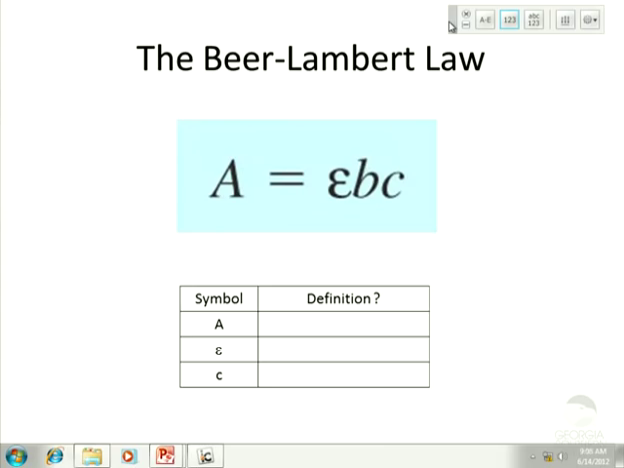So the next thing we're going to talk about is the Beer-Lambert law. No, actually, let's use the nice power of the iClicker system. I'm going to do something right now that I could never do with the CPS. I'm going to invent an absorbance spectrum.